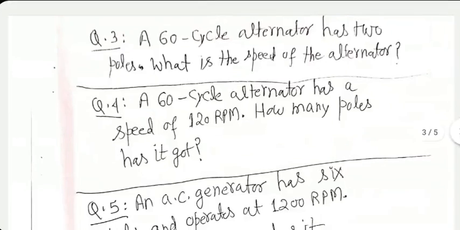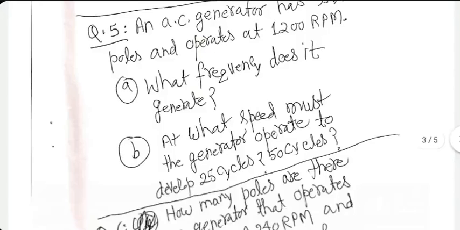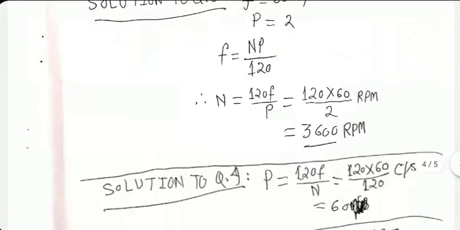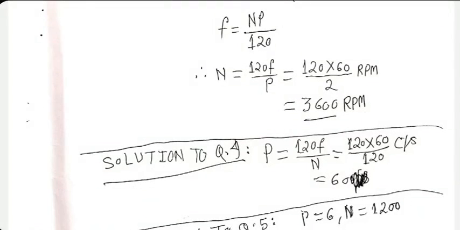Question 4. A 60 cycle alternator has a speed of 120 RPM. How many poles has it got? Okay, same equation, but different way of using it. Number of poles has to be calculated. Plug in the values, you get 60 poles. 60. Double check my calculations. Hopefully, I didn't make a mistake.